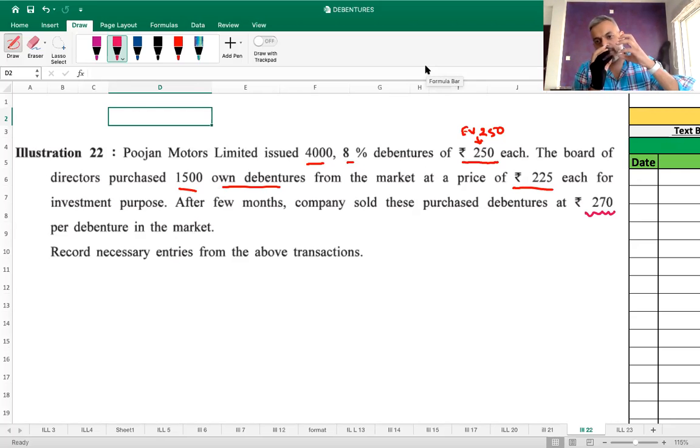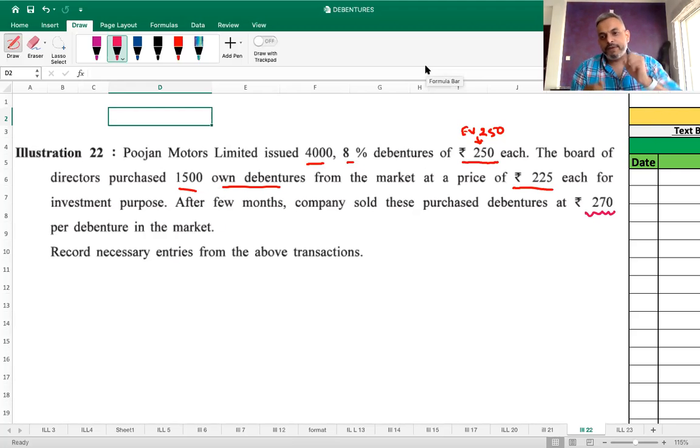So instead of putting my money into someone else's company or investing into shares or debentures of some other company, I decided to invest in my own debentures because I'm getting my debentures at a rate which is even less than the face value. So what did we do? We purchased 1,500 own debentures from the market, kept it for some time for investment purpose.